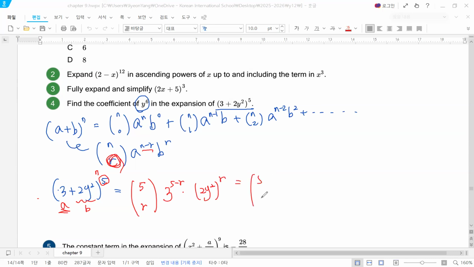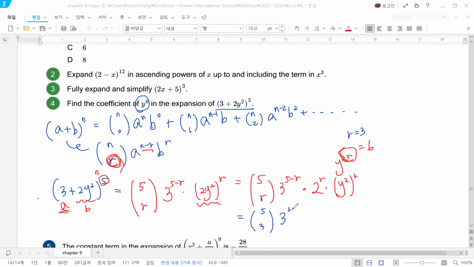Then 5Cr, 3 to the power of 5 minus r. And then by using the laws of indices, you can write it as 2 to the power of r and y squared to the power of r, which is y to the power of 2r. Since they ask you to find the coefficient of y to the power of 6, the value of 2r should be 6. Do you understand? It means that r should be 3.